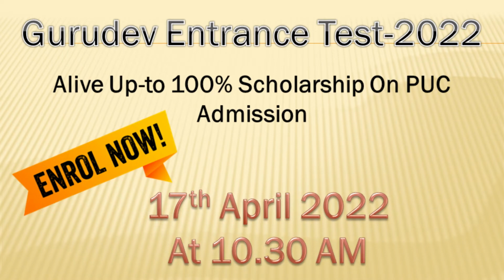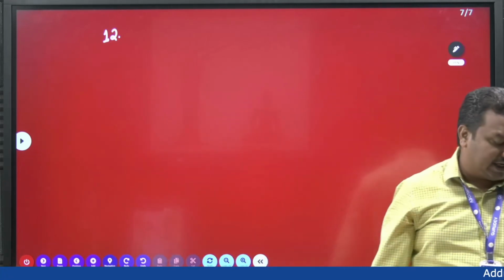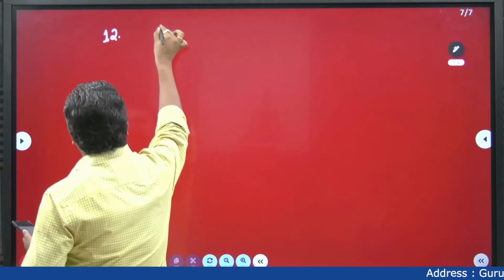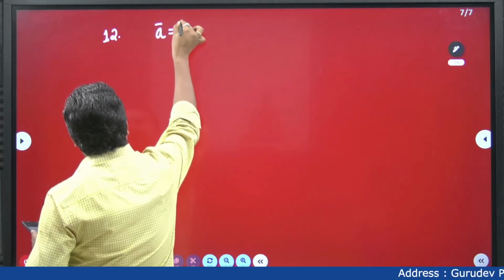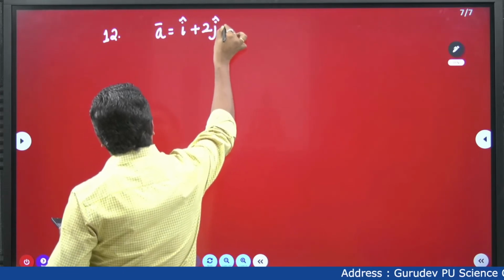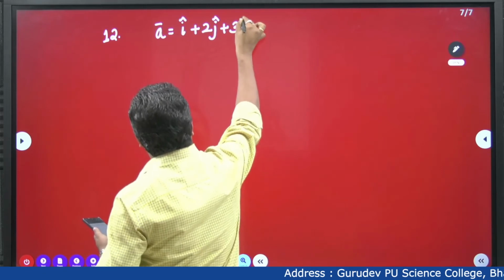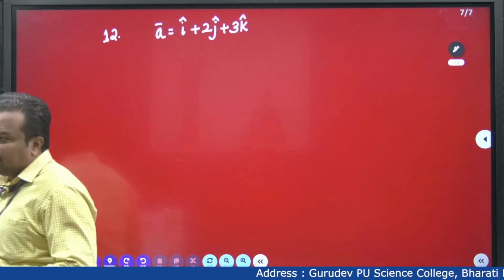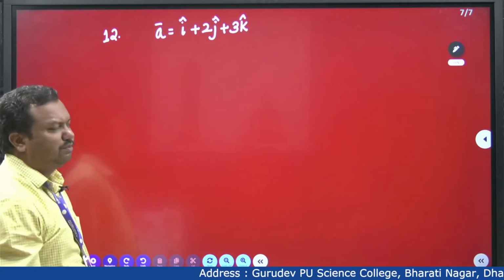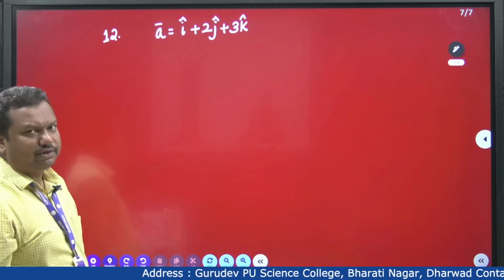The most important concept from vectors once again. Find the unit vector in the direction of a given vector. They have given a vector A, which is i plus 2j plus 3k. You have to find a unit vector in the direction of the given vector, right? So what do you mean by unit vector? The magnitude is 1, correct?